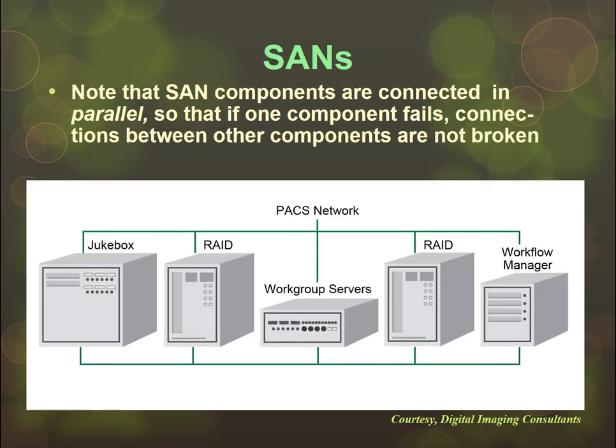Also note that SAN components are connected in parallel, so that if one component fails, the connections between the other components are not broken. So by parallel, we literally mean connecting them side by side in a rack. So you have this connection path where it can go between any of these. So if RAID 1 is down here at this point, if this connection is broken, the jukebox can still talk to the workgroup servers, RAID 2 or the workflow manager. So they're all connected side by side.